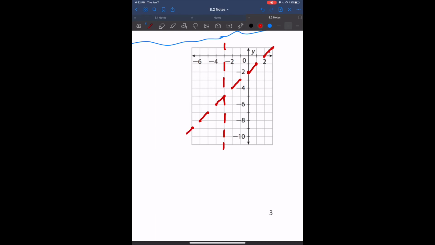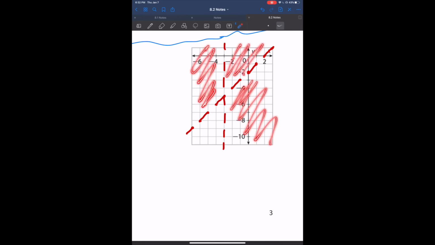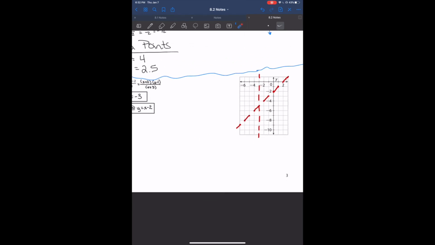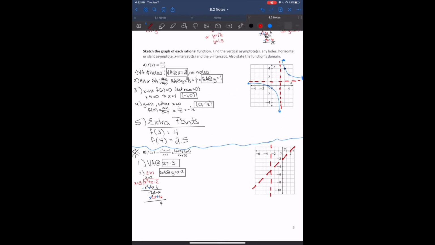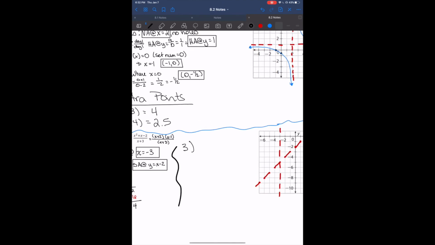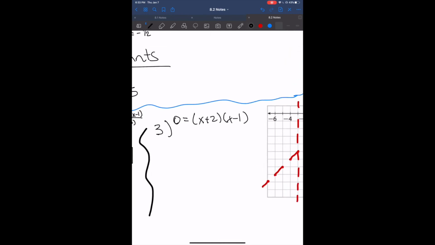Okay, now we still have 4 different regions. We have this region, this one, and this one. We need to determine where our function is going to go. So, third step, x and y intercepts. Let's start with our x-intercept by setting our numerator equal to 0. Now in this case, because we already factored it out, it's easier to use the factored form, x plus 2, x minus 1, because in order to solve for x, all we're doing is applying zero product property. So we have x equals negative 2 and x equals positive 1.